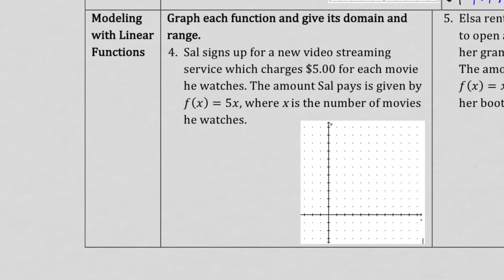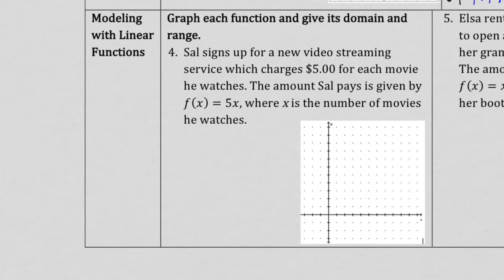The amount Sal pays is given by f of x equals 5x, where x is the number of movies he watches. This makes sense, right? If he's paying $5 per movie and x is the number of movies, you can multiply them to figure out how much he's going to be paying for those movies. So if he watches 1, that's 5 times 1, $5. If he watches 2, that's 5 times 2, $10, and so on, right? So f of x represents the amount he will pay depending on how many movies he watches.